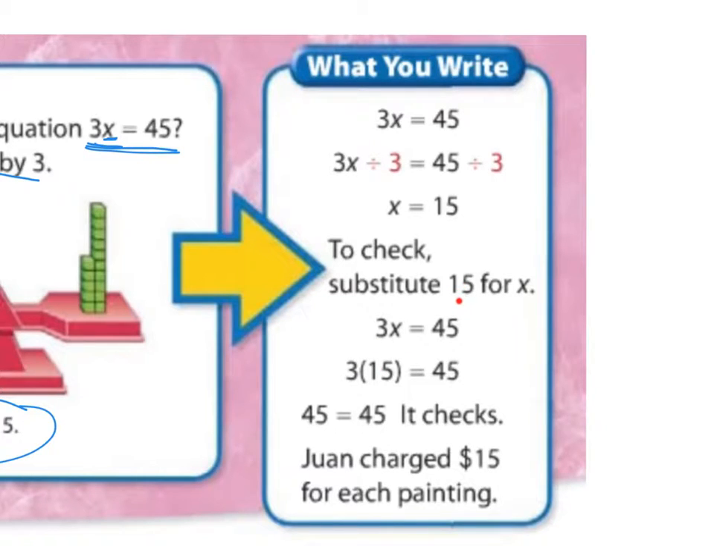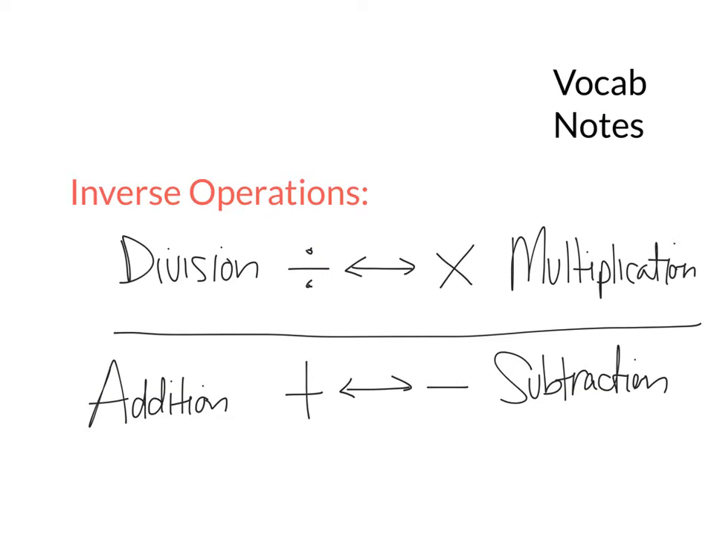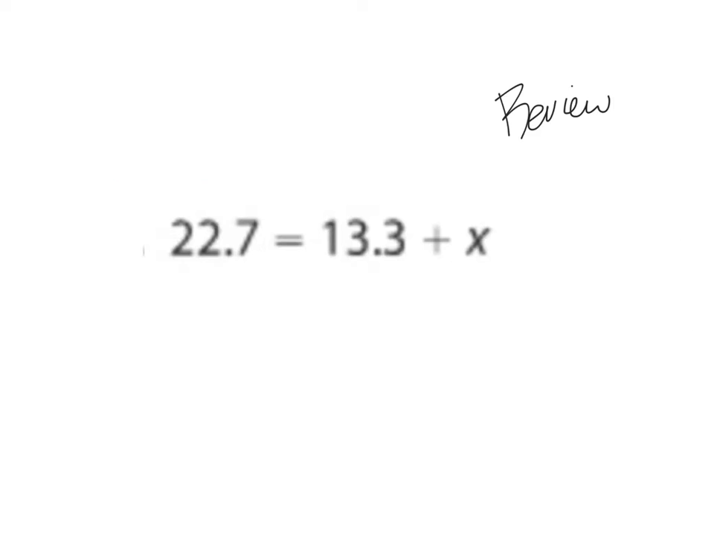We substituted 15 for x because we had x equals 15. Wherever there's an x, we put a 15 in here. This is read 3 times 15 equals 45. 45 does equal $45, so we know for a fact that he charged $15 for each painting. All right, so here are the vocab notes, as I was referring to before, and please write the inverse operations. Unpause the video in 3, 2, 1.